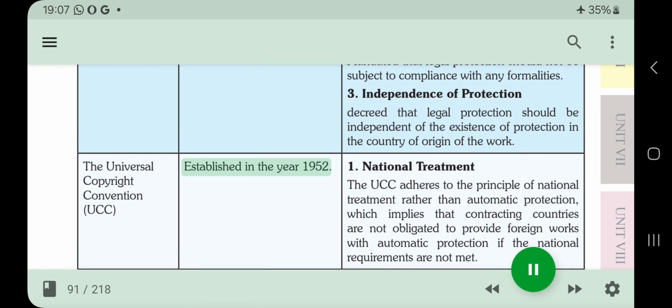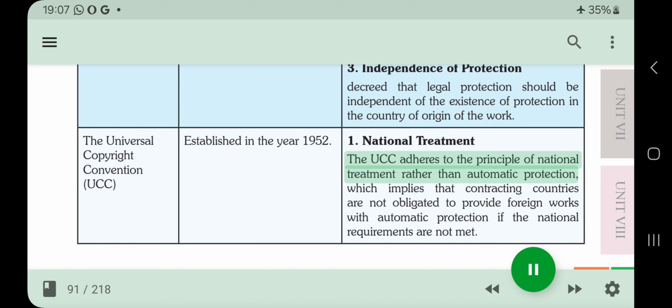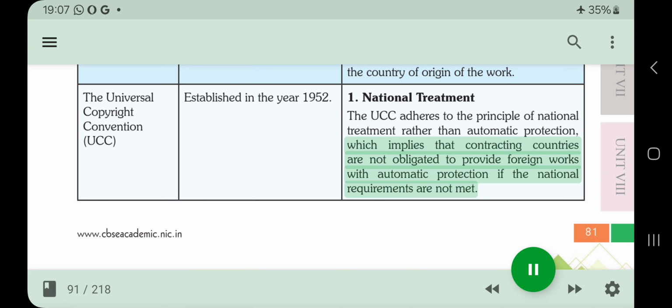Established in the year 1952. 1. National treatment. The UCC adheres to the principle of national treatment rather than automatic protection, which implies that contracting countries are not obligated to provide foreign works with automatic protection if the national requirements are not met.